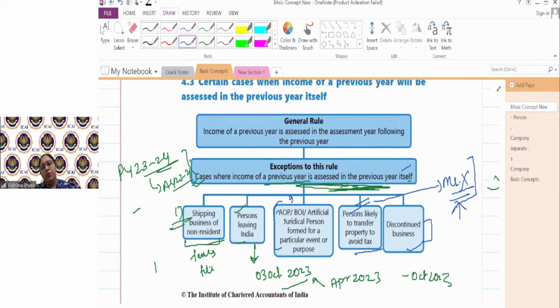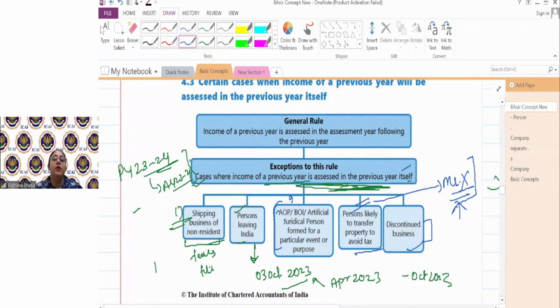The government might not want to wait for another 6 months to first end the previous year and then the assessment year to come, right? So government says you want to discontinue the business, please pay the taxes and then you may wind up everything. So in that case also, the government can ask you to pay the taxes to assess the income in the previous year itself.